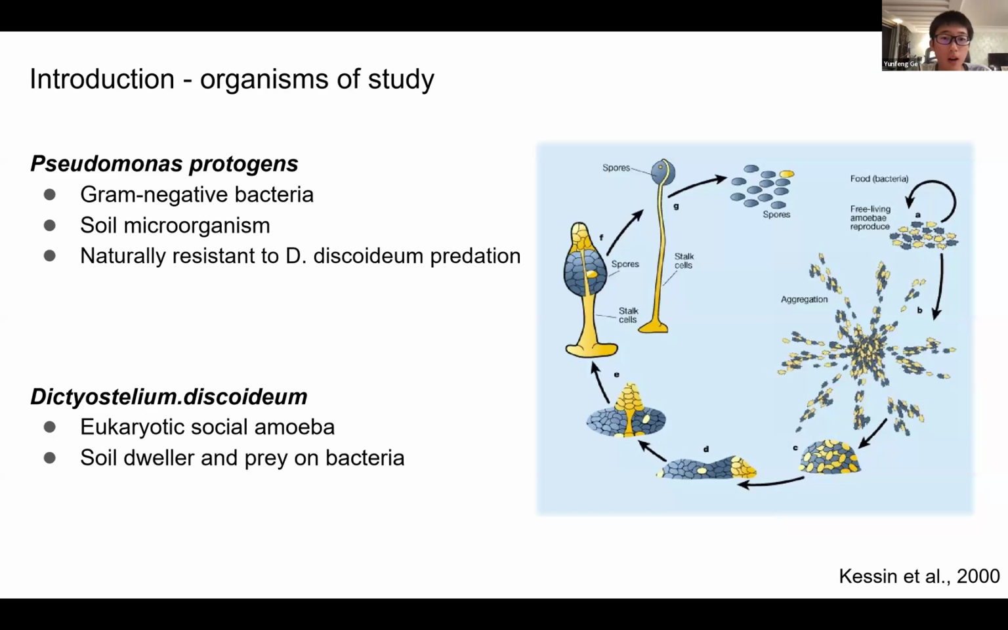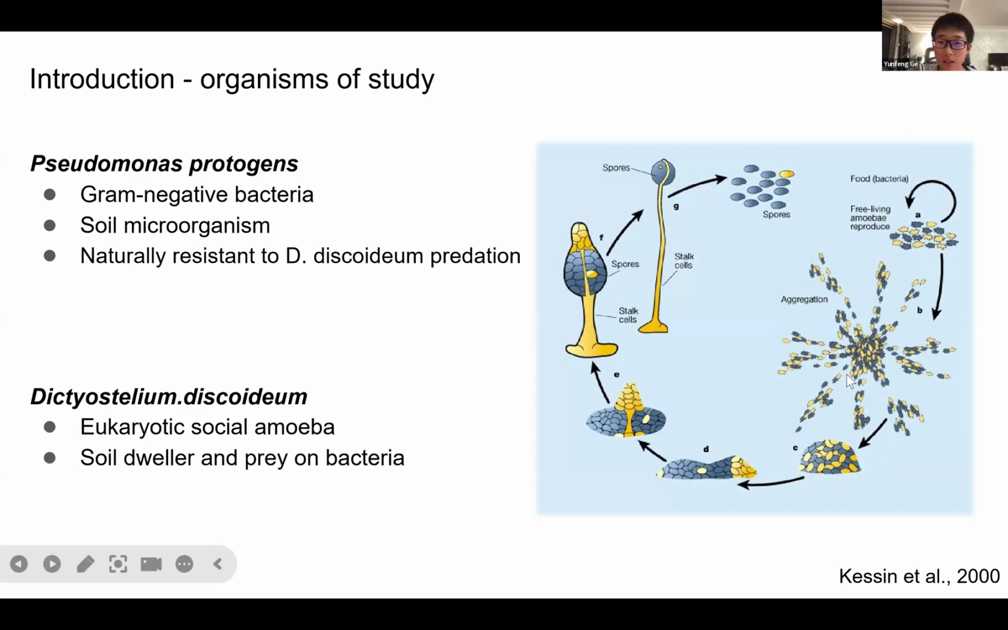So first, there are two organisms of interest in this study. One is Pseudomonas protegens, which is a gram-negative bacteria that lives in the soil. And the second is a bacterial predator, which is called Dictyostelium discoideum. The name is really long, so I'll just call it Dicty from now on. It's a eukaryotic social amoeba that preys on bacteria and also lives in the soil.